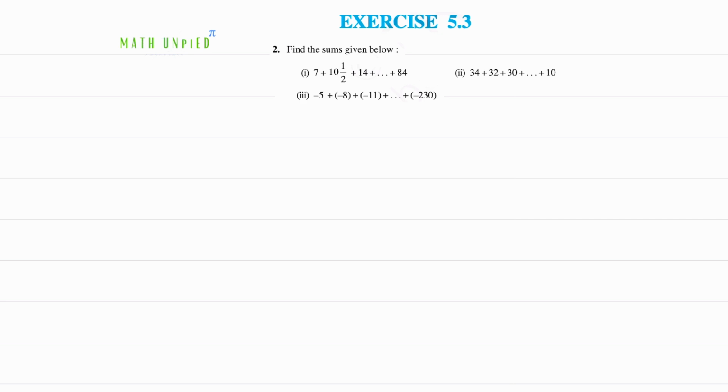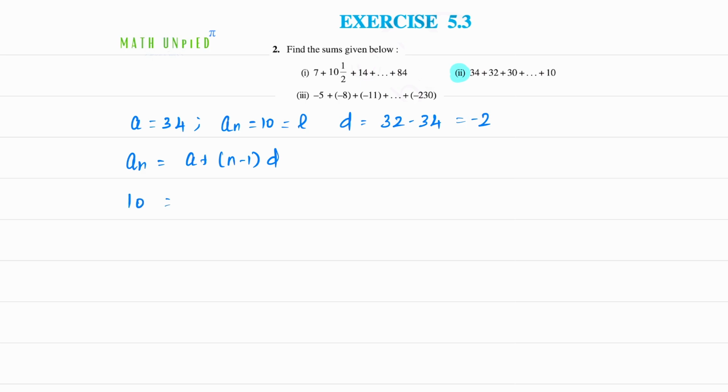Now let's move on to the second subdivision. Here a equals 34, an equals 10, or this is also the last term L. What about the common difference? We can find that d equals 32 minus 34, which is equal to negative 2. So an equals a plus (n minus 1) times d. We use this formula to find n before we can go to the sum of n terms.